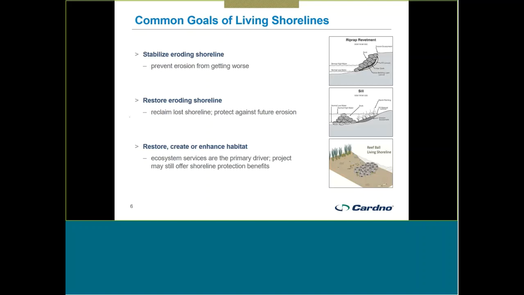So in that one, I want to fix it, but I also want to make it better, back to some maybe historic condition. And then a third and quite common objective more recently is ecological uplift objectives that I want to achieve, whether that's habitat restoration, creating new habitat, or enhancing degraded habitat. One of the key differentiators here is that your list of project goals includes creating some kind of ecological services or uplift. Not that the project doesn't provide shoreline stabilization as well, it's just that the vision is broader than just stopping shoreline retreat or taking it back to some previous condition.